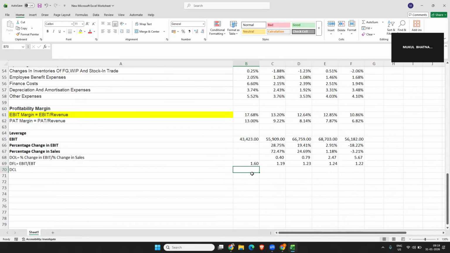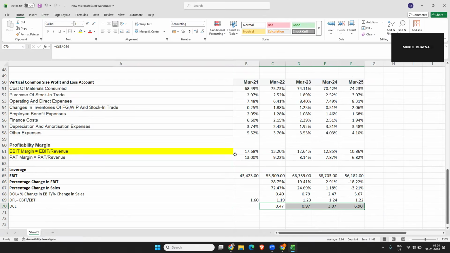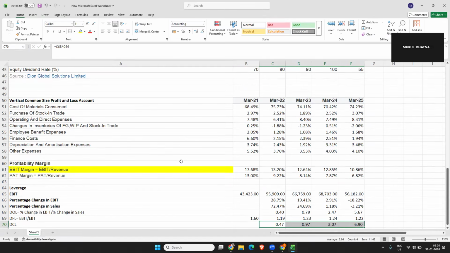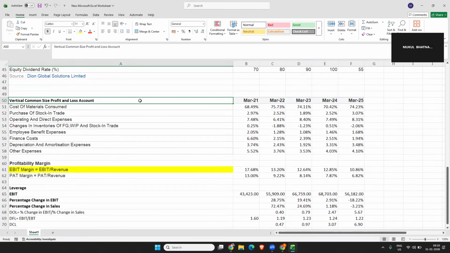Then degree of combined leverage. It is degree of operating leverage multiplied by degree of financial leverage, equal to. Let us multiply these two rows. This is the degree of combined leverage. So this calculation we have done. Let me make this particular calculation a little bit eye pleasing.